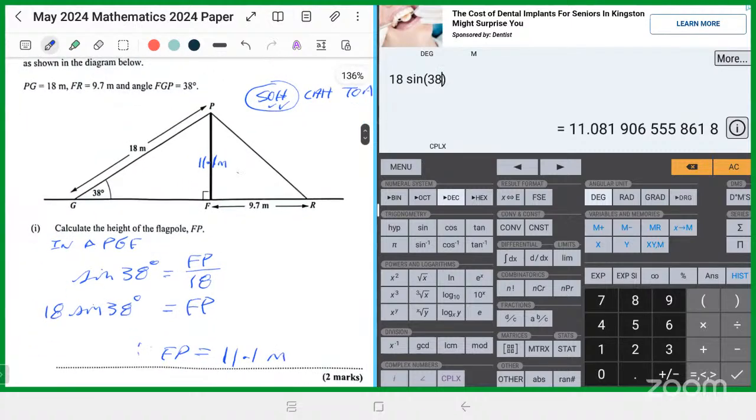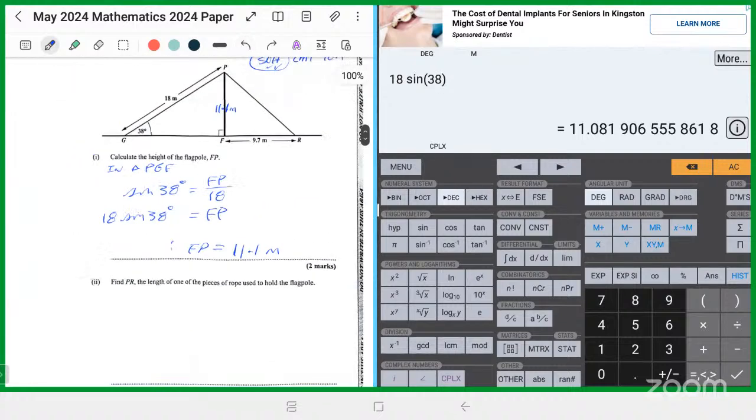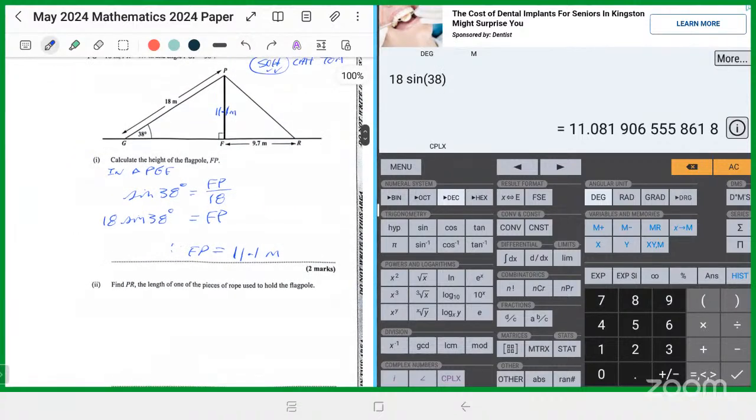And so now I can work in this triangle. I can use Pythagoras' theorem because that's a right angle triangle as well. When you work in a right angle triangle and you know two sides, you can use Pythagoras' theorem to find the third side. All right, so that's what we want to do. The next part says find PR, the length of one of the pieces of rope that is used to hold the flagpole. This is the length I want.